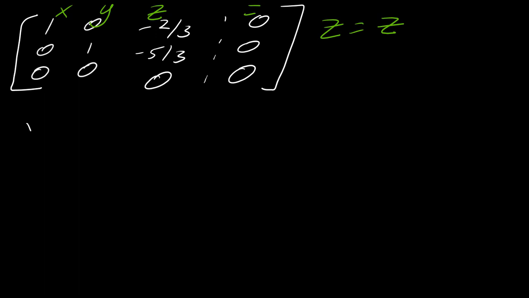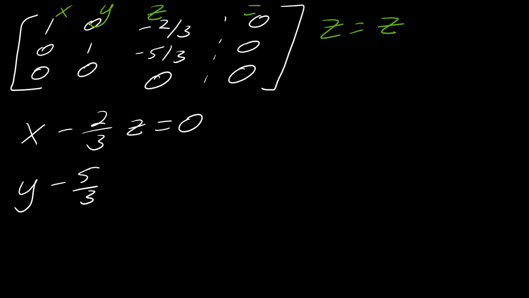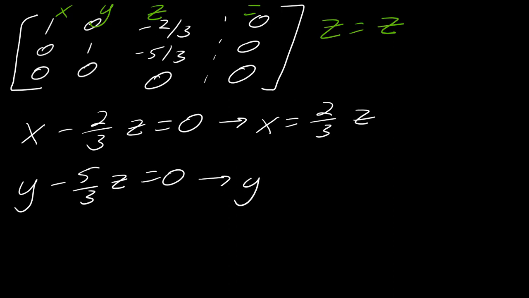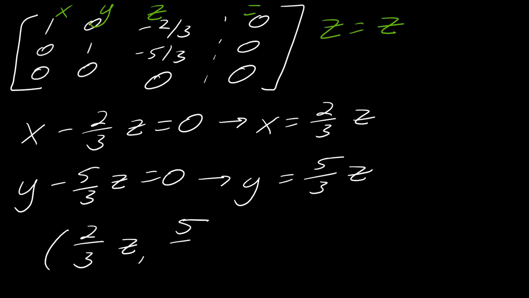So this is going to say x minus 2/3 z equals 0. And the next line is y minus 5/3 z equals 0. So all I have to do now is solve these for x and y, which thankfully is not too hard. So this will be x equals 2/3 z, and this one will be y equals 5/3 z. And you can put that into an ordered pair if you wish. There you go.